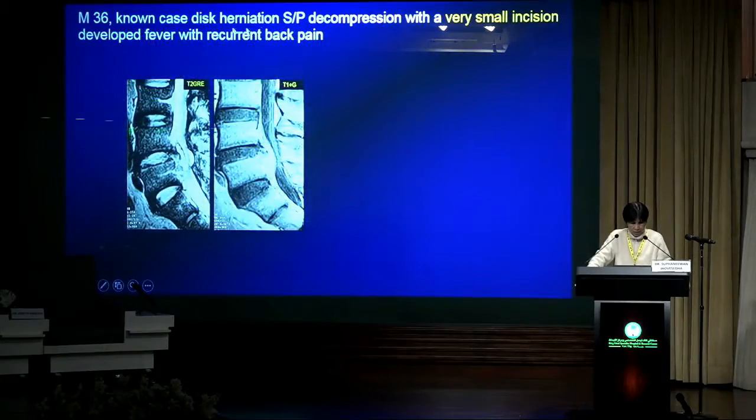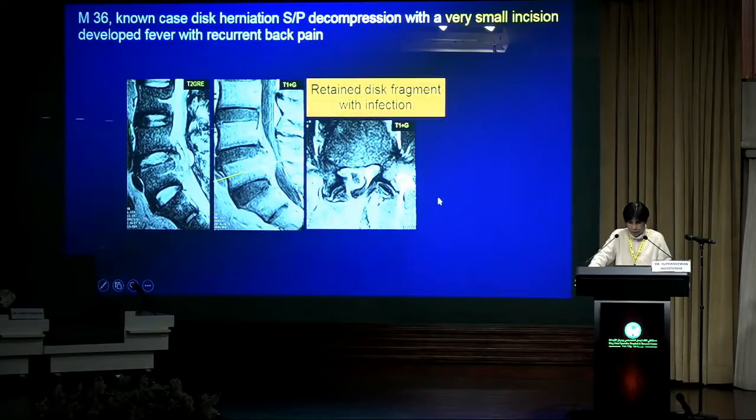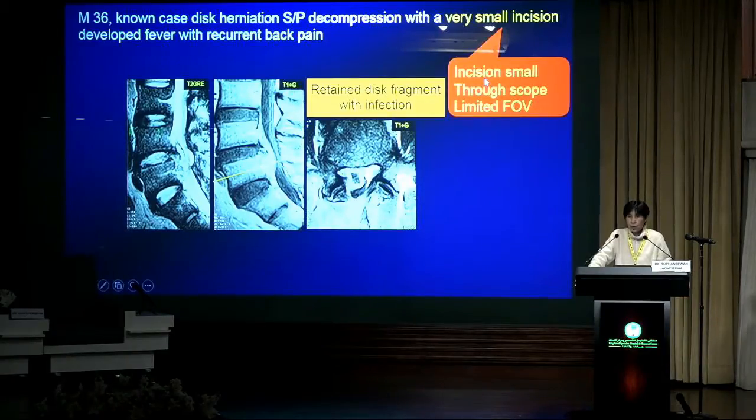This patient has a herniation, status post-decompression with a very small incision. He developed fever and recurrent back pain. In the sagittal plane, we can see a soft tissue lesion right here, showing enhancement after contrast injection. In the axial scan, you can see a hypointense lesion with peripheral enhancement. Open surgery was performed and found that this was a retained fragment with infection. This is because the incision is very small and surgery was performed through a scope with limited FOV.